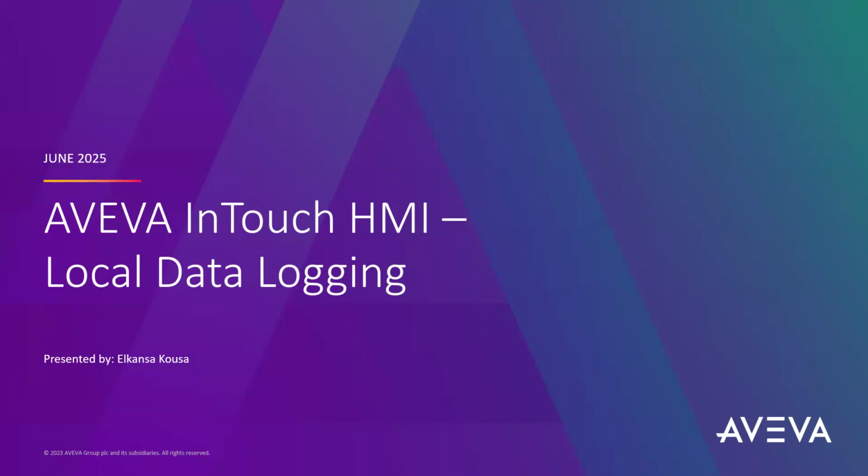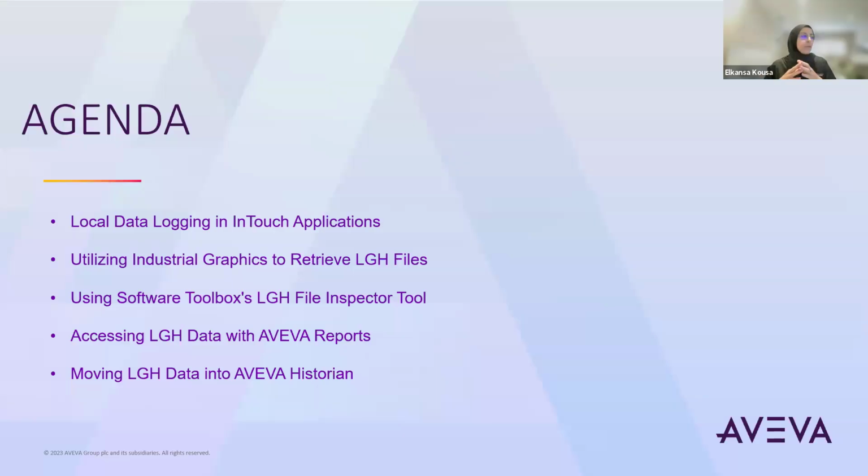Good. So we're going to be talking about AVEVA InTouch HMI local data logging. Let's move to the next slide. I will be talking about, first of all, local data logging in InTouch applications and how to do that. We're also going to be looking at utilizing industrial graphics, so we're going to be using the multi-pen industrial graphic or graphic elements, and the trend client to retrieve that local data.